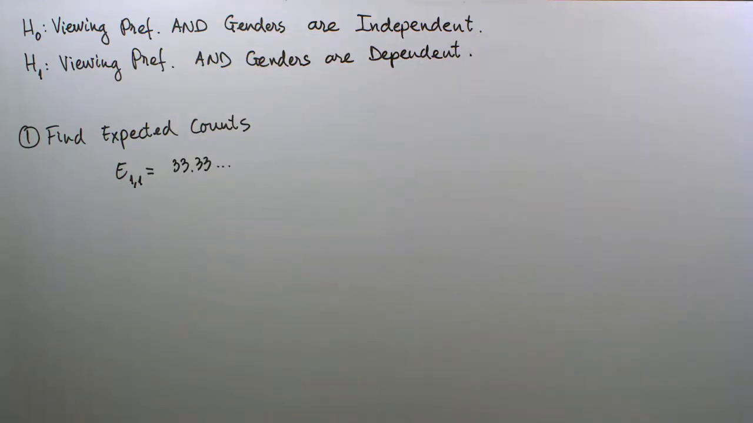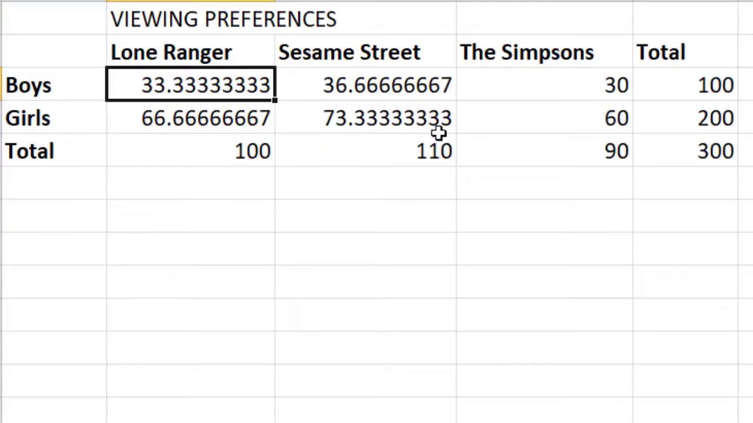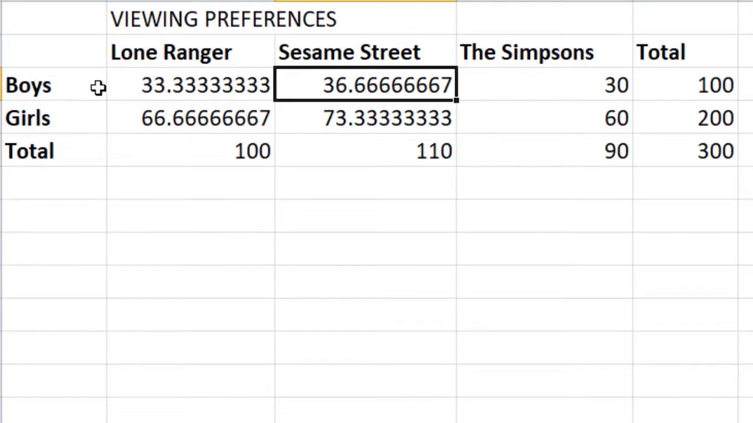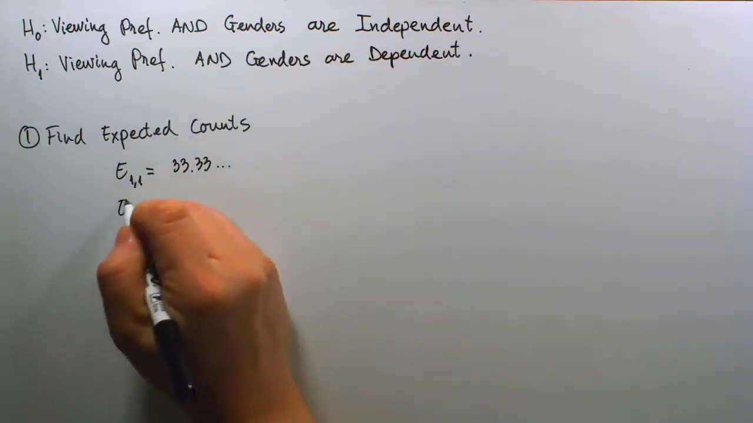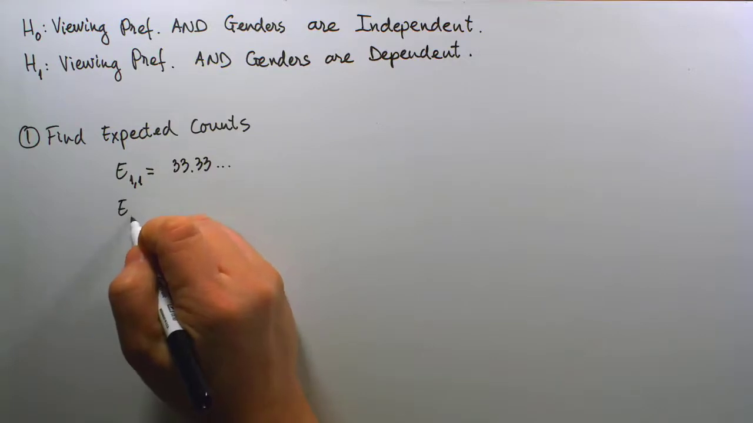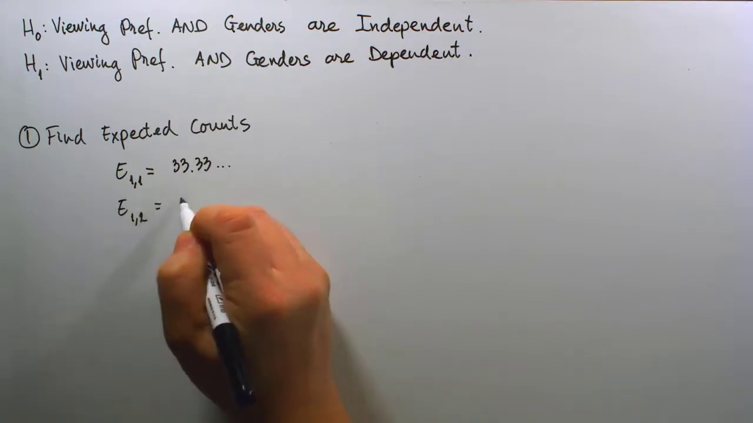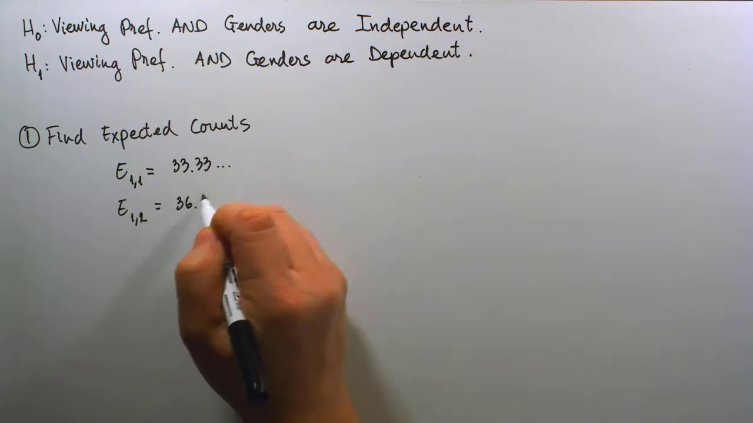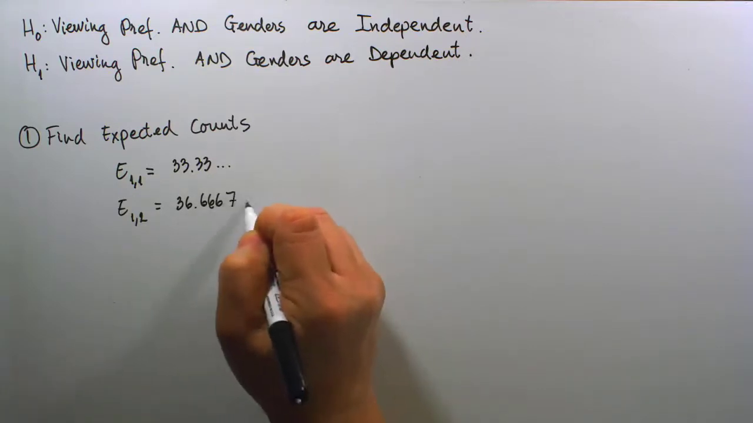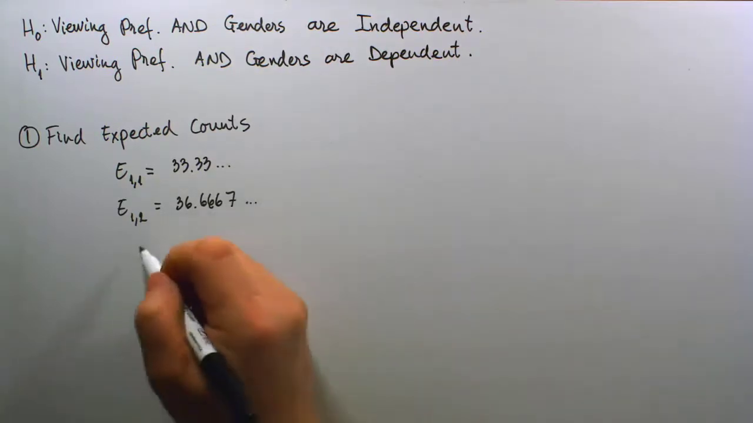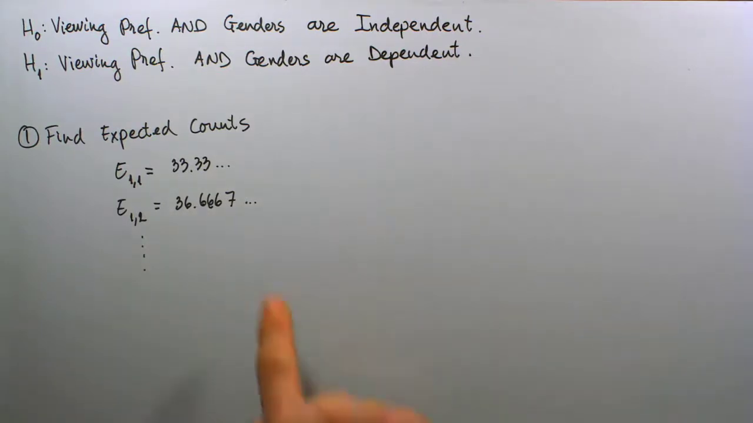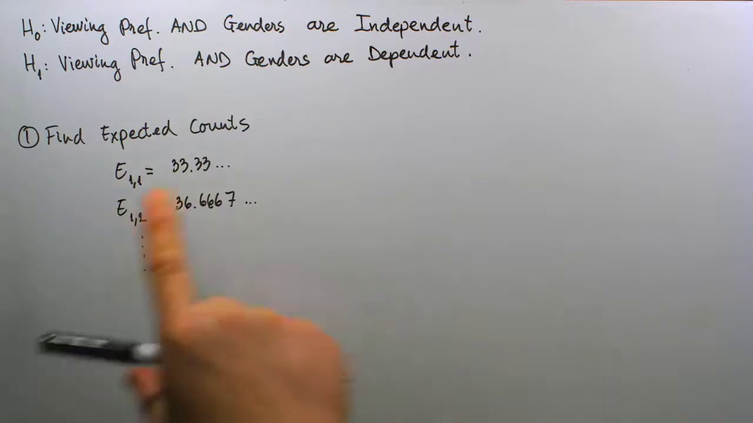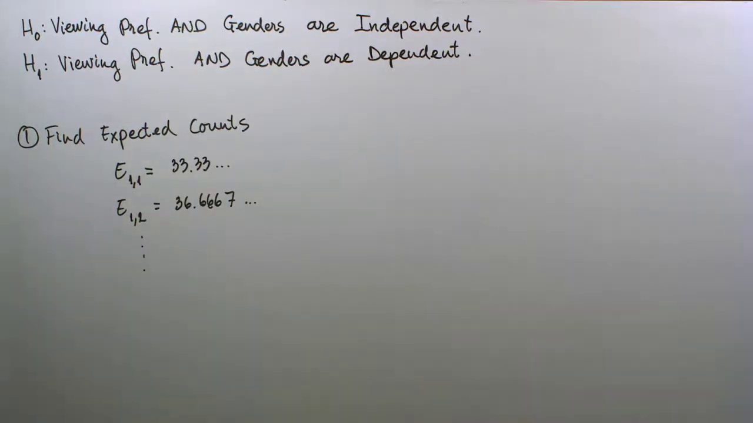Then we have found, back on the computer screen with my table, the expected count at row 1, column 2, and that was 36.66667 and a lot longer. And so we have already found 6 different expected counts. That's, again, the first step in testing our hypothesis here.